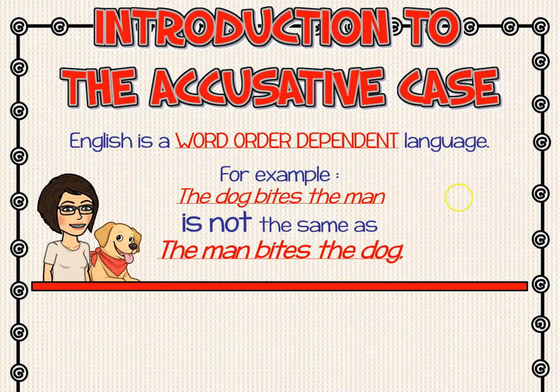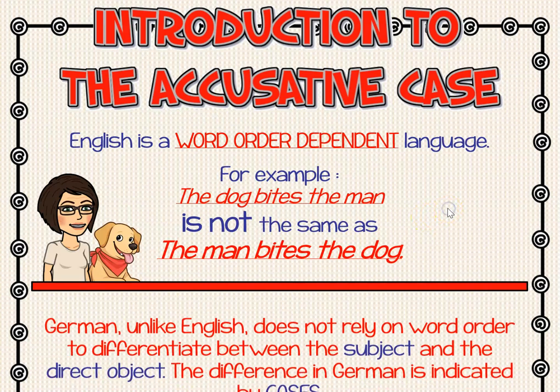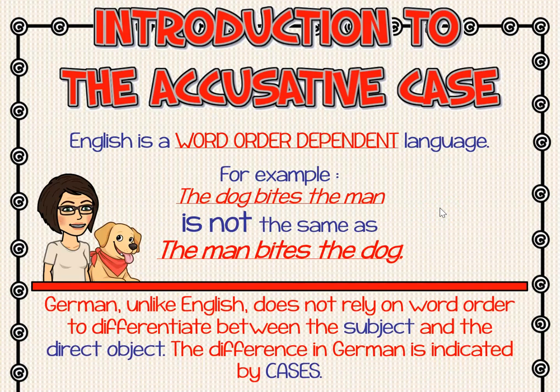That is not exactly how German works. It is not word order dependent. I can have the dog be doing the biting even though the dog is back here. I can put a little flag up that says the man is the direct object and the dog is the subject, and I will show you how that works. So, just to summarize, German, unlike English, does not rely on word order to differentiate between the subject and the direct object. The difference in German is indicated by case and not by word order.